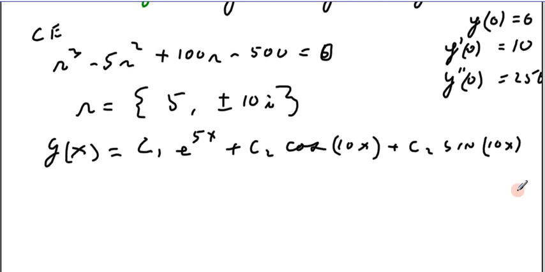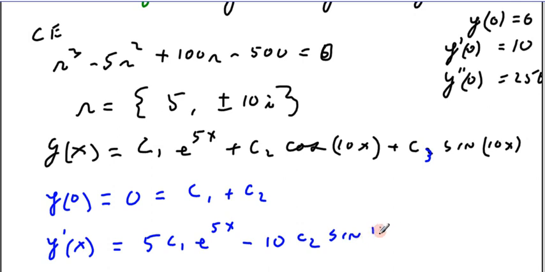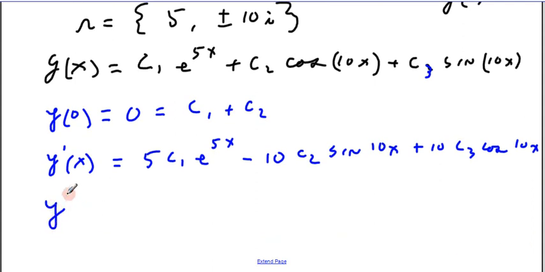Okay, so that's good. And y at 0 is going to be 0, which is going to be c1 plus c2. And y prime at x, now we have to solve for c1, c2, and c3. 5 c1 e to the 5x minus 10 c2 sine 10x plus 10 c3 cosine 10x. Y prime at 0 is supposed to be 10, which is going to be 5 c1 plus 10 c3.